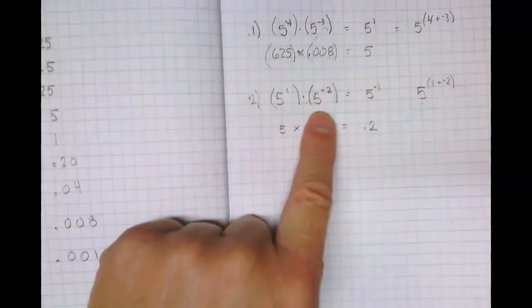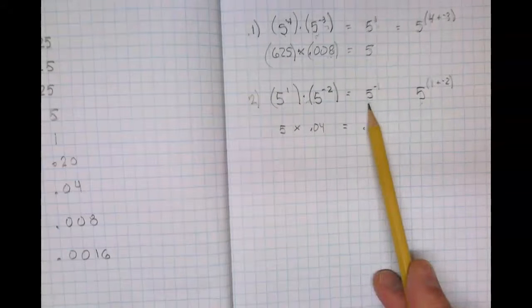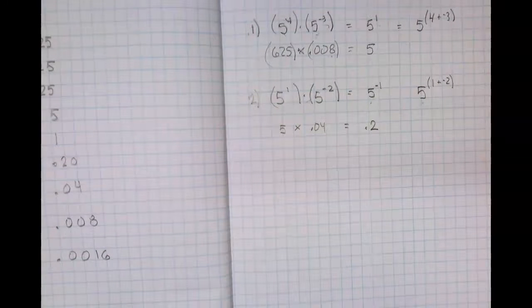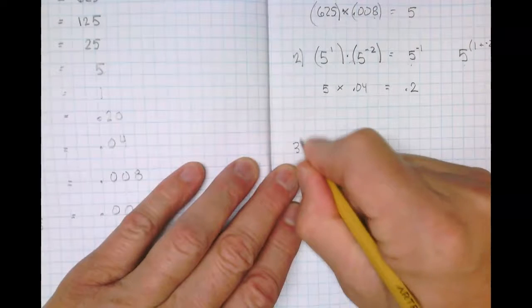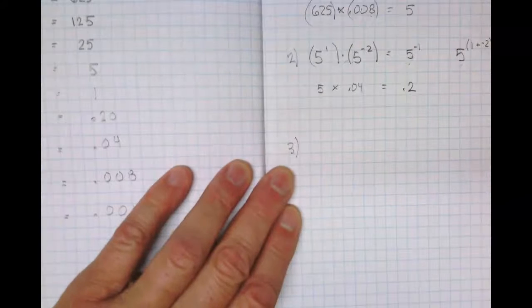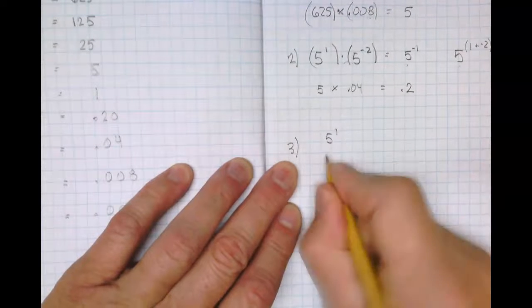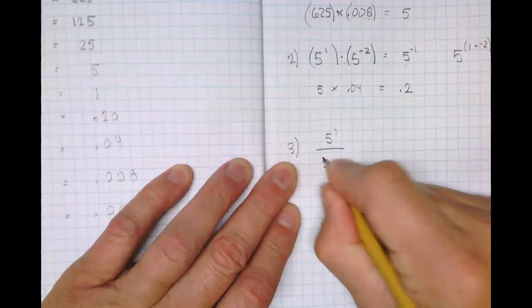And a lot of you have been wanting to multiply the 5 times the 5 to get 25. No, the base always stays the same. It's the exponent that's changing. So now let's take a look at what it looks like with division. So I'm going to do problem 3, and we're going to do a division problem. 5 to the power of 1 over 5 to the power of minus 2.